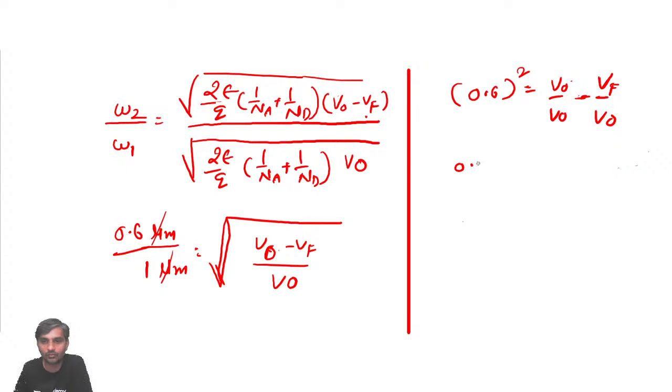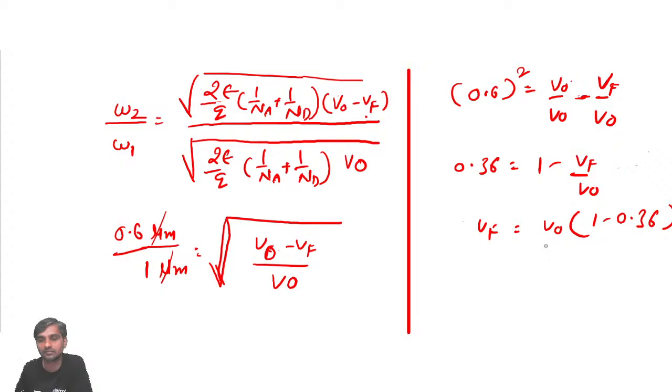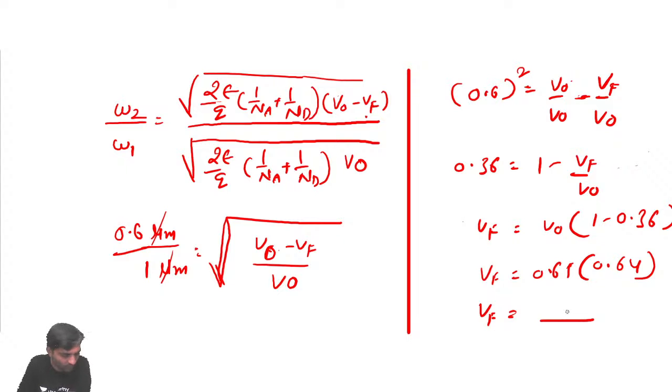So we'll get 0.36 is equal to 1 minus Vf by V naught. So Vf is equal to V naught into 1 minus 0.36. So Vf is equal to V naught into 0.64. So Vf is going to be what? Correct, V naught minus Vf.